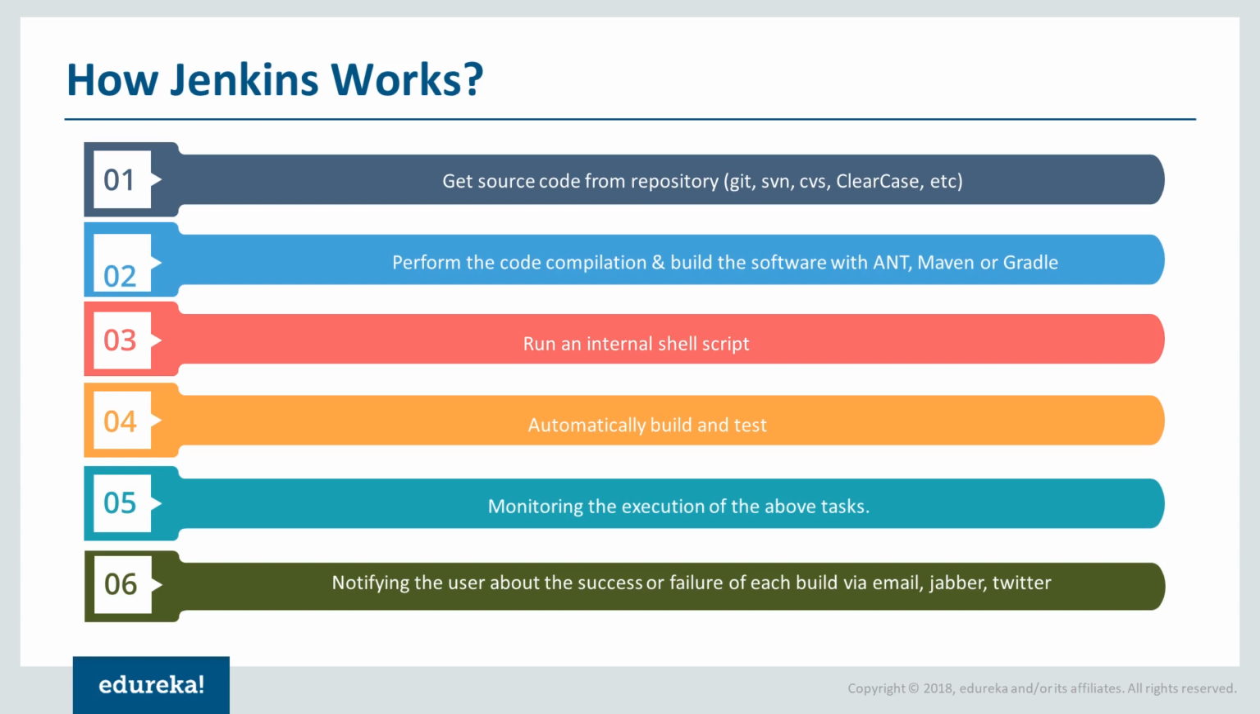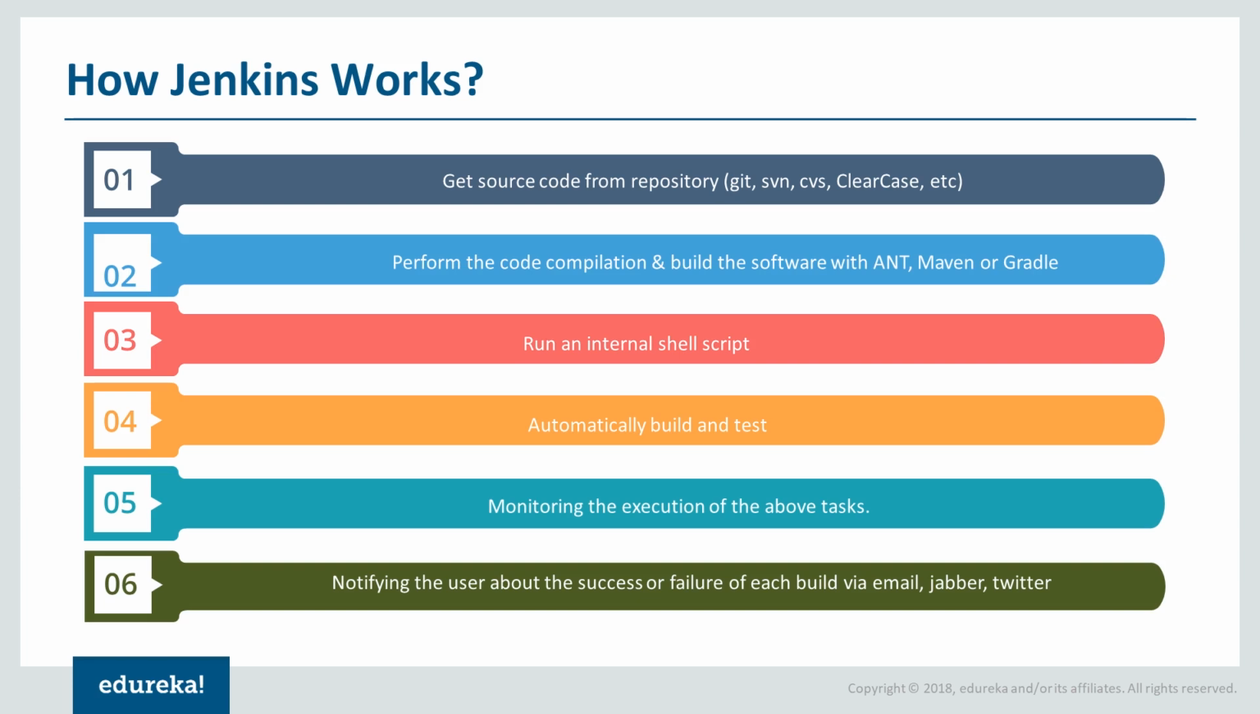If we talk step by step, the first step is to get the source code from repository tools such as Git, SVN, CVS, any of these tools, as long as the plugin is installed in Jenkins. You just need to pull it. Once it is there, Jenkins helps you perform the code compilation and build the software, again with multiple tools, whether Ant, Maven, or Gradle. That's absolutely fine; Jenkins supports all of them.